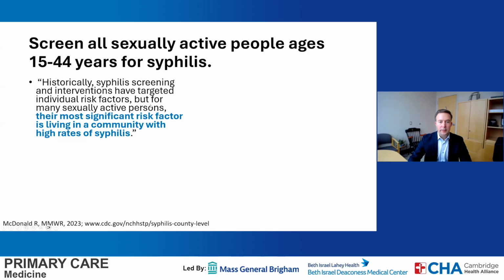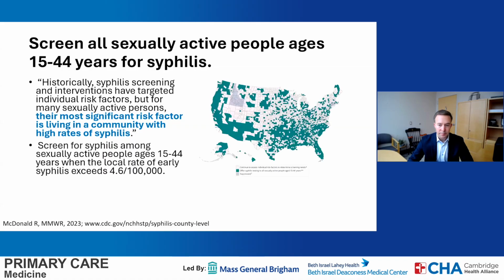Now, in recent years, there has been a new suggestion to expand syphilis screening in the U.S., with the CDC indicating that we should screen all sexually active people ages 15 to 44 years for syphilis in high prevalence settings. And this is because historically we've focused predominantly on individual risk factors, but now for many people with syphilis, their most significant risk factor is actually living in a community that has a high rate of syphilis.